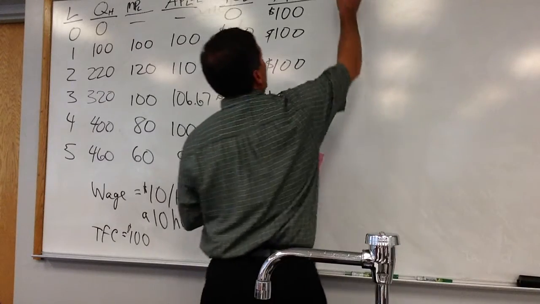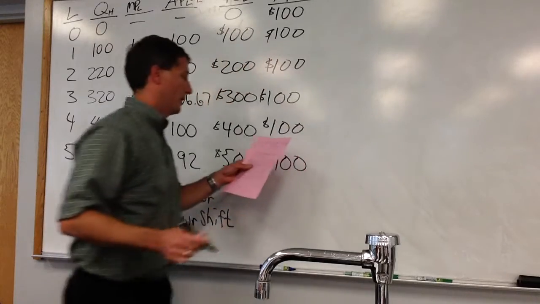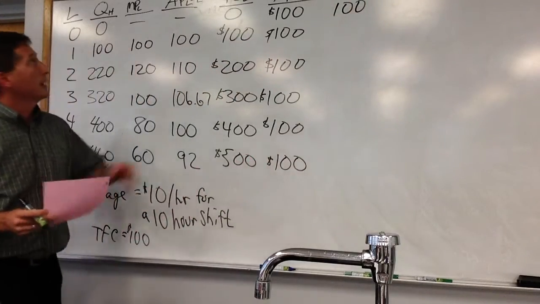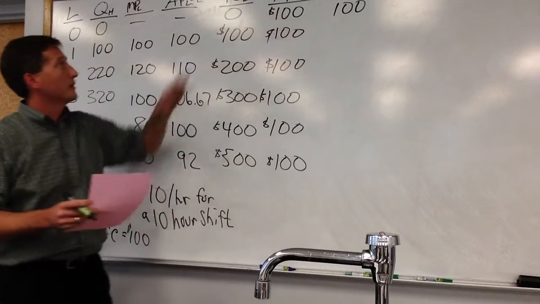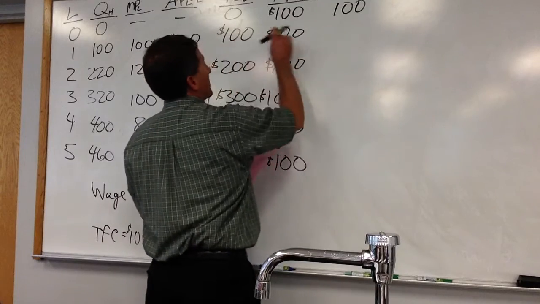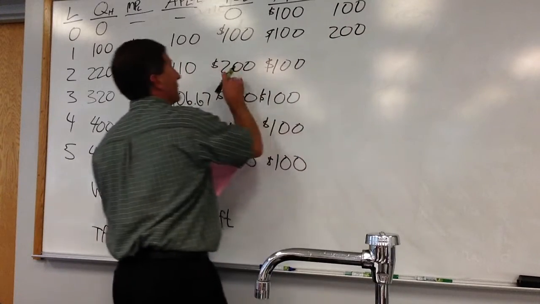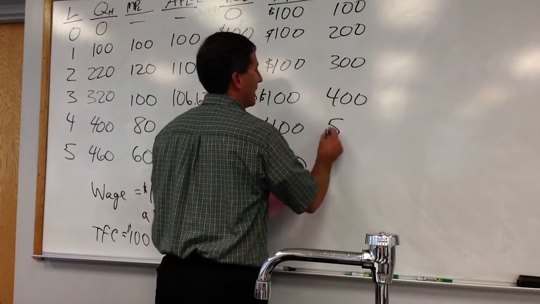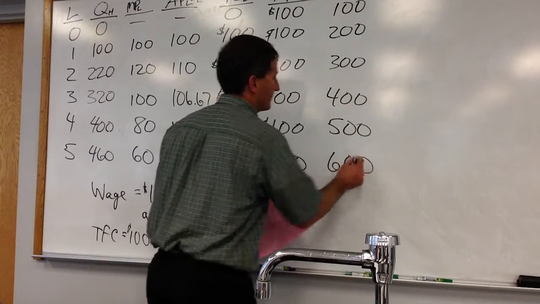If labor is my only variable cost and everything else was fixed, we'd have total cost equal to the sum of these, right? Total fixed cost plus the variable costs give me 100. 100 plus 100 is 200. 200 plus 100 is 300. 4, 5, 6.